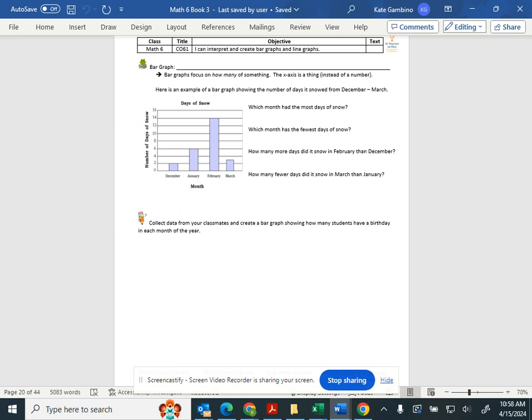CO61. I can interpret and create bar graphs and line graphs. So for CO61, you're going to want to write bar graph. You're going to want to write how many or quantity is what we use a bar graph for. You're going to remember that if you have to write a graph, you need labels on your X and Y axis. Bar graphs we've worked with before. There's just key things we want to make sure that we remember, like using bar graphs to find the quantity of something and being able to read the bar graphs.